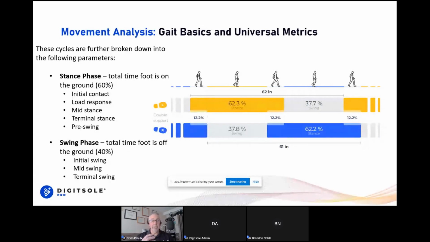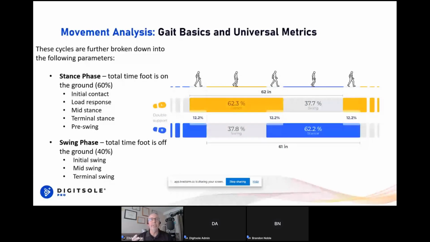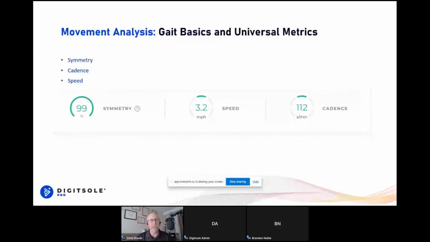And so that's a really good thing, because that means that we can use this as a very simple test to match this up against some normative data, just like we do with heart rate and blood pressure and things of that nature, to know that someone is not working appropriately. And then we have symmetry, cadence, and speed.